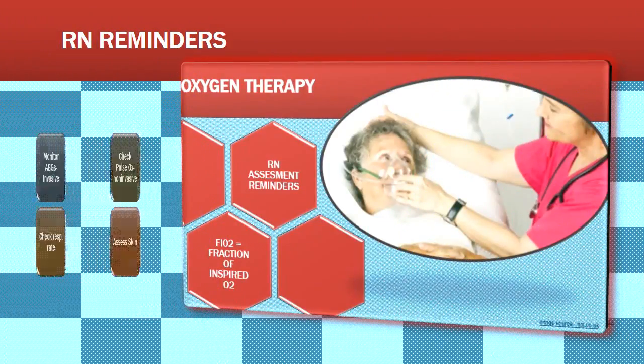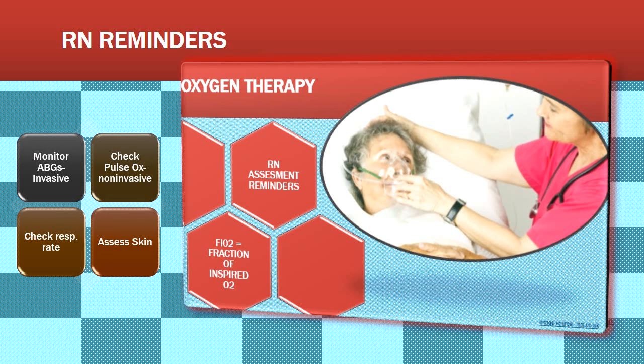Let's talk about some RN assessment reminders. Remember that the goal of therapy with oxygen is to use the lowest fraction of inspired oxygen, FiO2, to have an acceptable blood oxygen level without causing any harmful side effects. So we have a patient here that's going to be receiving oxygen therapy and we have applied it. We want to monitor ABGs. We want to monitor oxygen saturation for patients receiving oxygen.